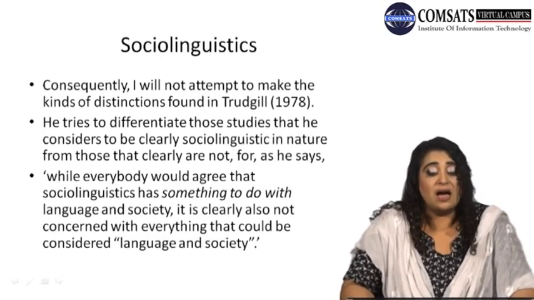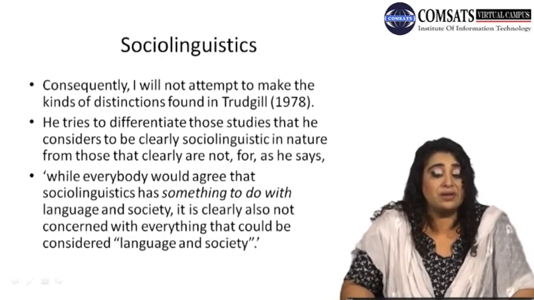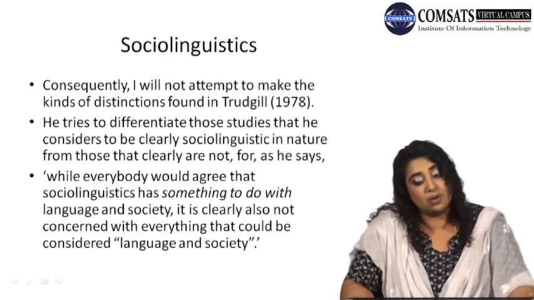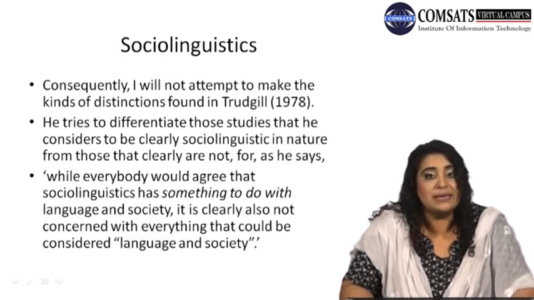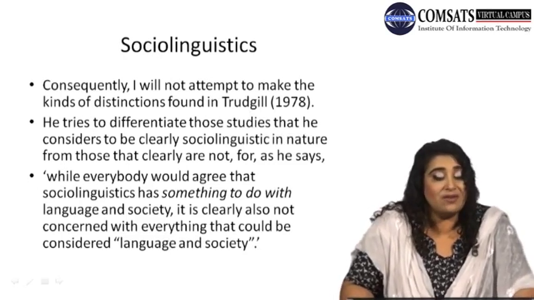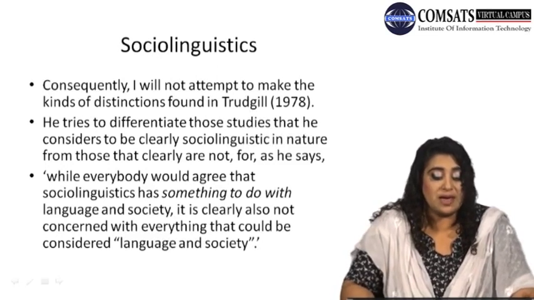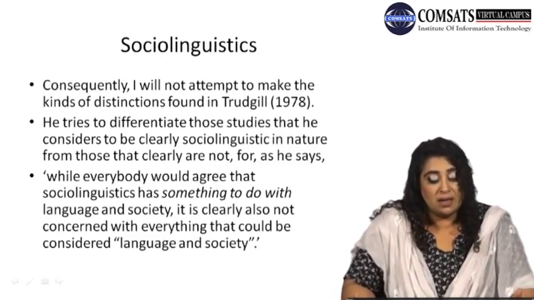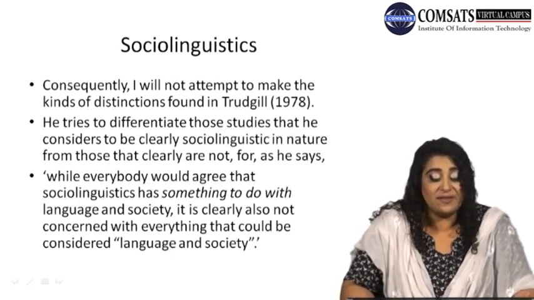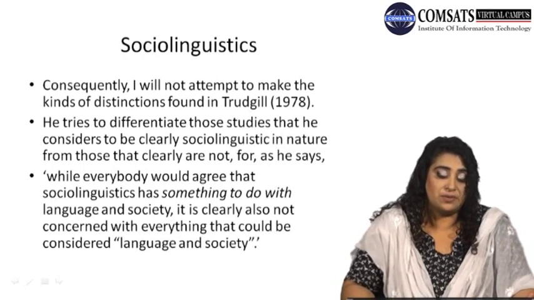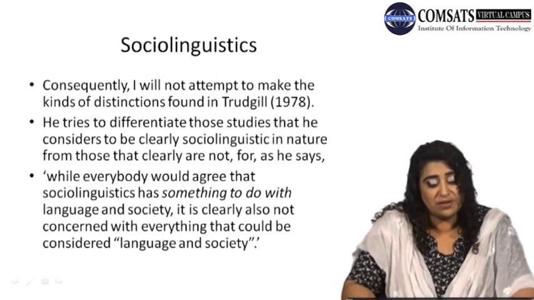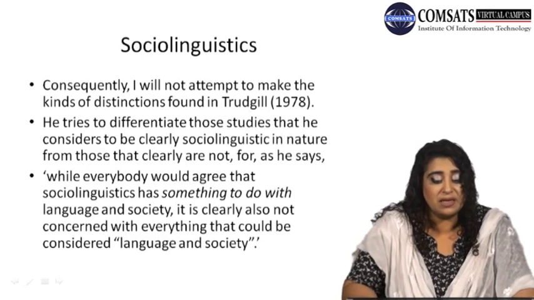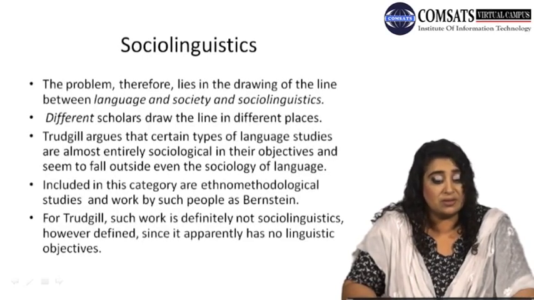Consequently, I will not attempt to make the kinds of distinctions found in Trudgill in 1978. According to his research, he tries to differentiate those studies that he considers to be clearly sociolinguistic in nature from those that are clearly not. For as he says, while everybody would agree that sociolinguistics has something to do with language and society, it is clearly also not concerned with everything that could be considered language and society. So he's trying to show that not everything is concerned completely with language and society, but language and society are related to sociolinguistics.